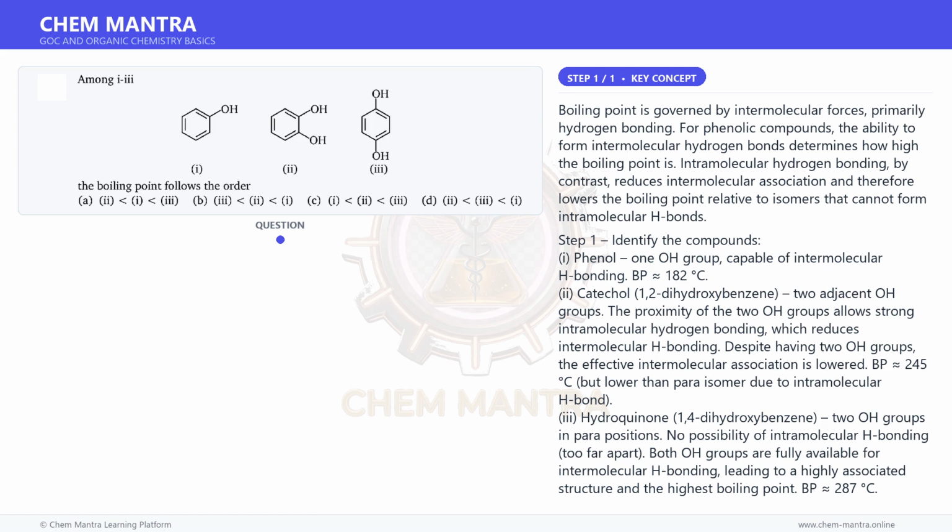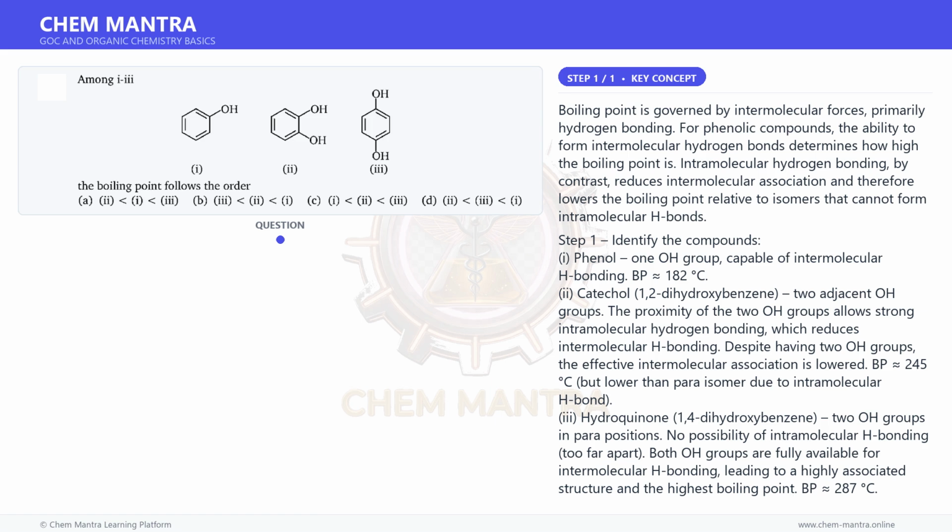Step 1. Identify the compounds. 1. Phenol, one OH group, capable of intermolecular H bonding. BP 182 degrees Celsius. 2. Catechol, 1,2-dihydroxybenzene, 2 adjacent OH groups. The proximity of the 2 OH groups allows strong intramolecular hydrogen bonding, which reduces intermolecular H bonding. Despite having 2 OH groups, the effective intermolecular association is lowered. BP 245 degrees Celsius, but lower than the para isomer due to intramolecular H bond.